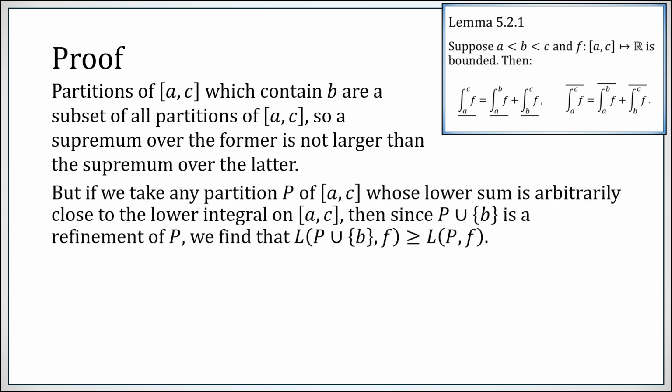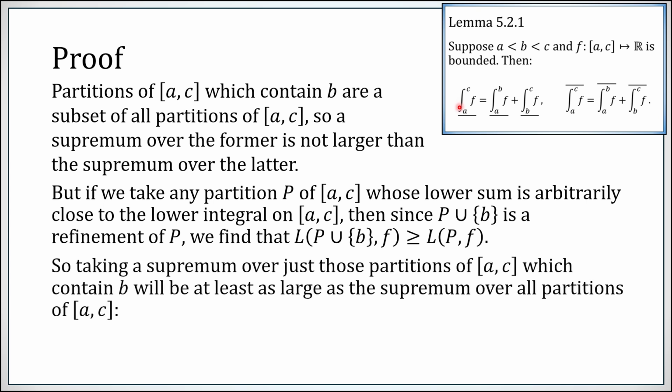Now, if we take any partition of a to c whose lower sum is extremely close to the lower integral, then, if we simply union that partition with the single point b, we make a refinement. And what happens to lower sums when you make a refinement? They can only get larger. So, the lower sum of this refinement is at least as large as the lower sum of P we started with. But we can start with this P to be a partition of the interval from a to c whose lower sum is arbitrarily close to this lower integral from a to c.